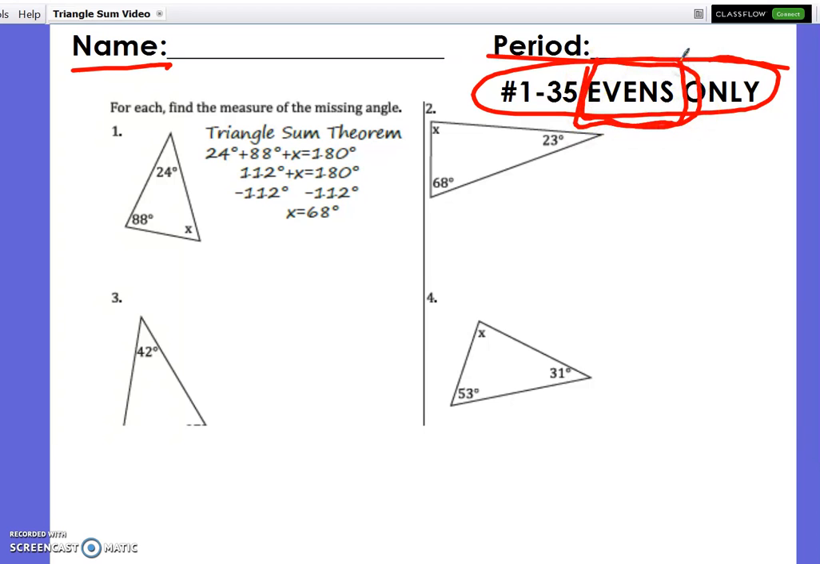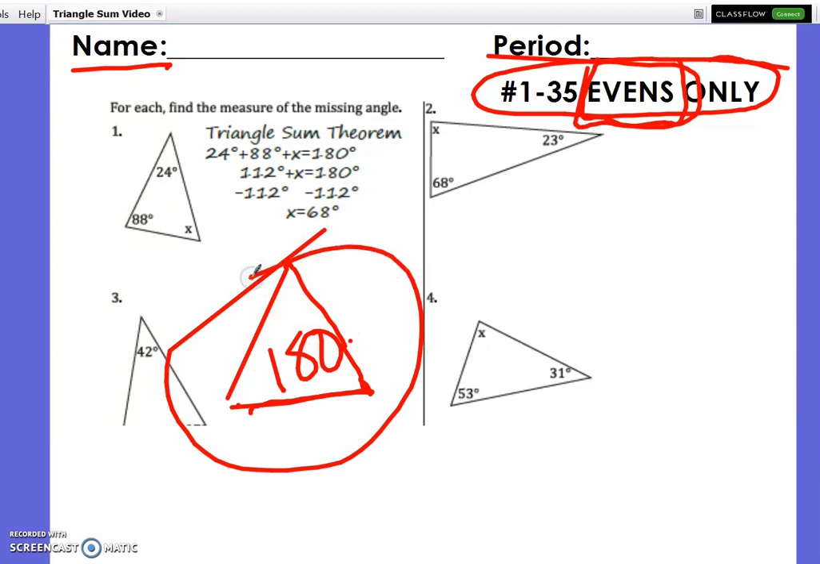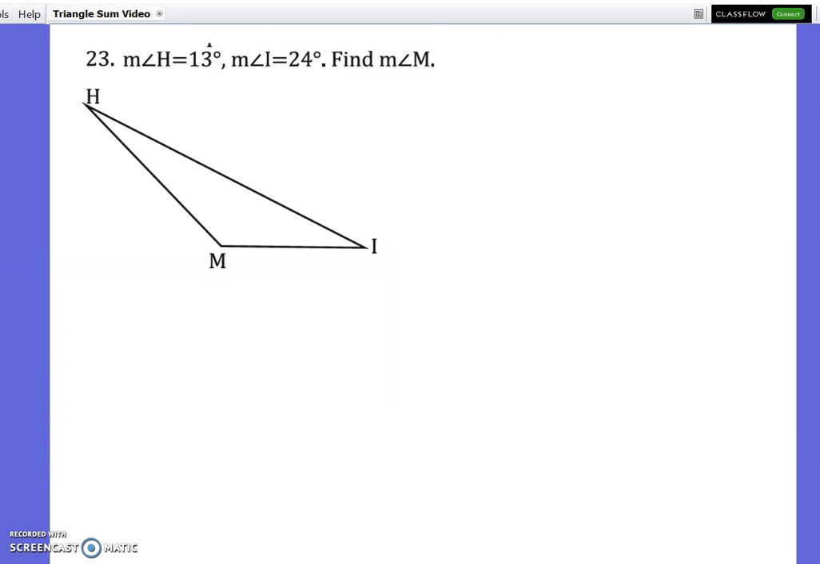What we're going to be doing on this worksheet is using the fact that triangles have 180 degrees. We know that all triangles have 180 degrees. And go ahead and write this over to the side, right? All triangles have 180 degrees. So we're going to use this fact and solve a few problems. So I'm going to start with 23. Guys, if I write it, make sure that you write it too.